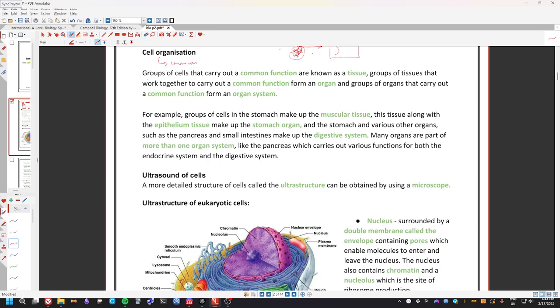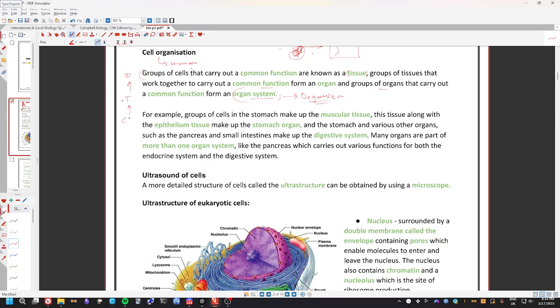If we start from the bottom, we have cells, and groups of cells that carry out a common function form a tissue. A group of tissues that work together for a common function work as an organ. A group of organs is an organ system. And if you have organ systems, then you practically have an organism. You can't have an organism without an organ system, unless you're unicellular or something very small that doesn't require it.